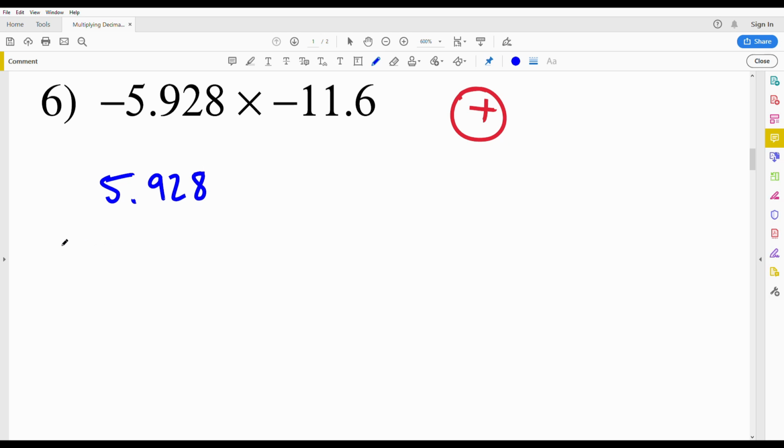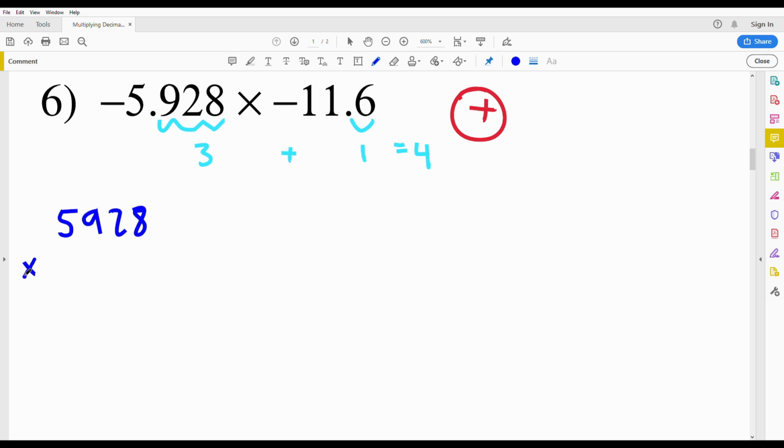5.928, and that gets multiplied by 11.6. Now if I want to, I can leave the decimal out of both the numbers when multiplying, as long as I remember to put them back in the end. So this has 3 decimal places, and this has 1 decimal place. So my final solution should have 4 decimal places. So 5.928 multiplied by 116.